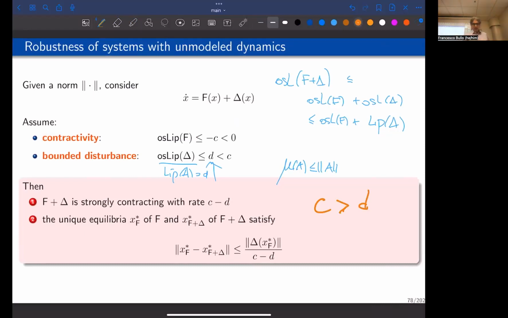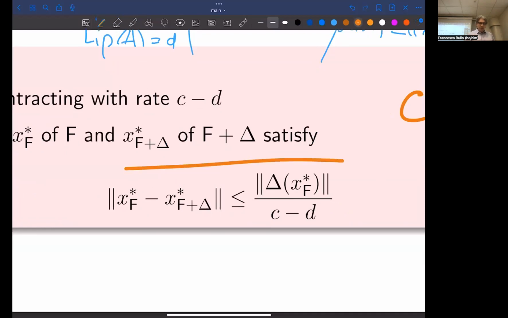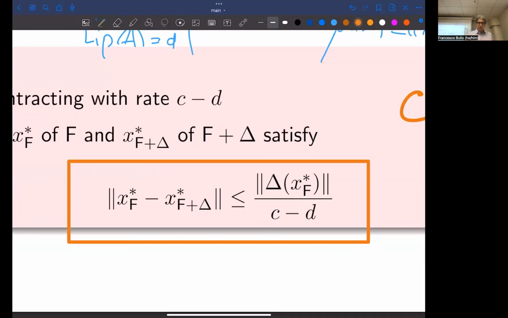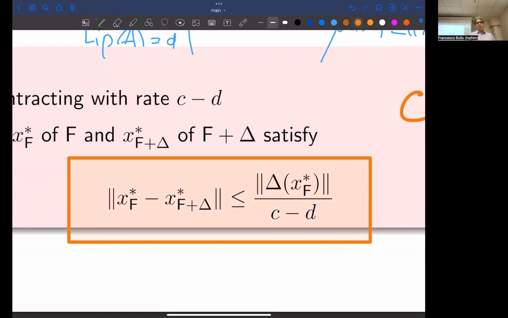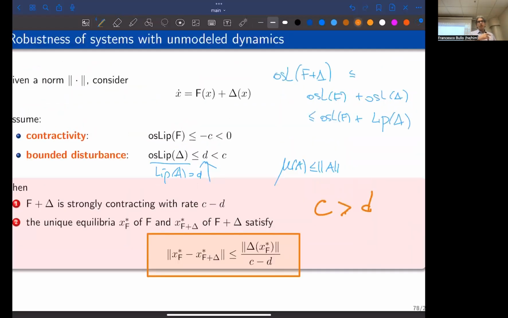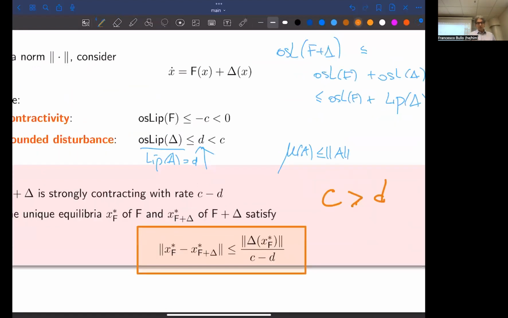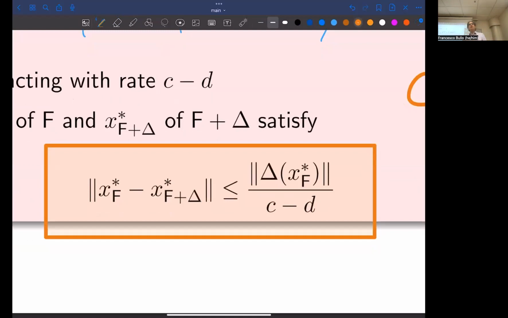And you also know a little bit about what happens to the fixed point. So because the original system is contracting, the perturbed system is contracting. If they're both time invariant, you know that an equilibrium point must exist. So then you can ask yourself the question, how much does the fixed point move by? And it moves by a measure of how much is the effect of the disturbance at the old equilibrium divided by the contraction rate c minus d.